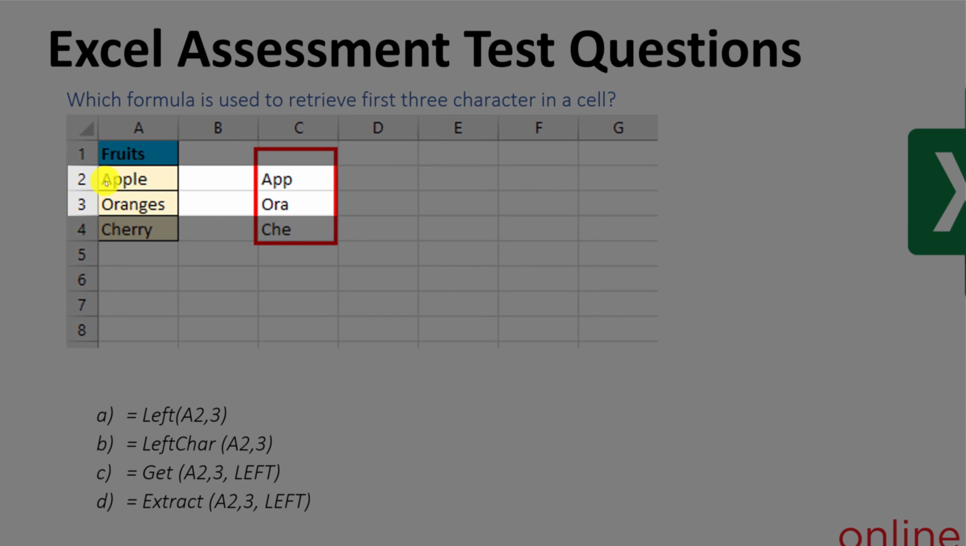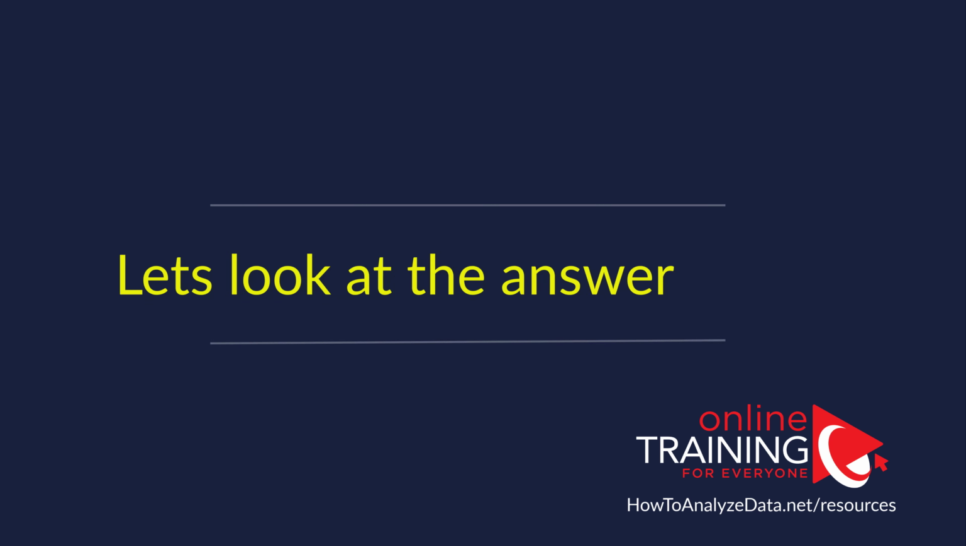So for a sample of apple, you see in column C, where the values are highlighted, the first 3 characters would represent APP. For oranges, it would be ORA. So what do you think is the right choice here?